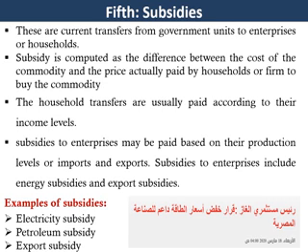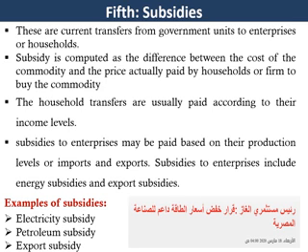The fifth type of economic classification of government spending is subsidies, which are the current transfers from government units to enterprises and households. Usually, consumer's subsidy is computed as the difference between the cost of the product and the price actually paid by consumer, where this difference is paid by government to the producers. And usually, this subsidy is provided according to household income levels.